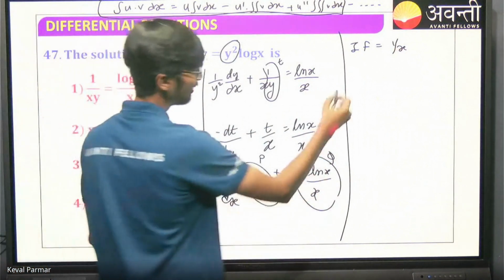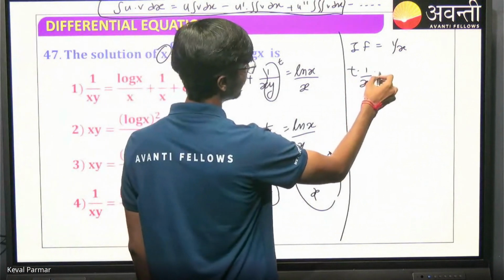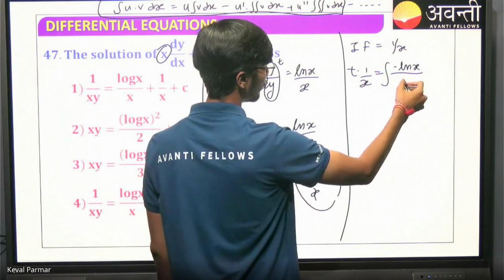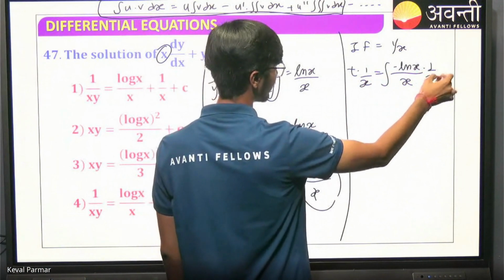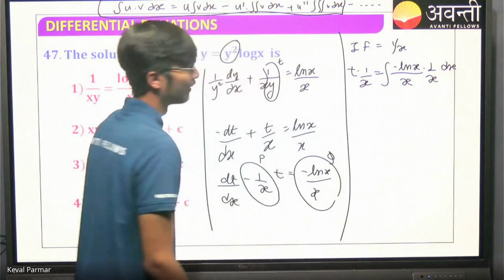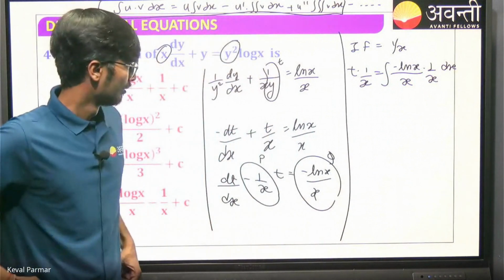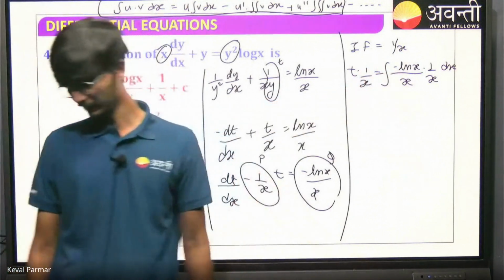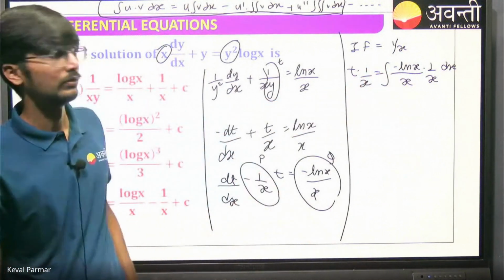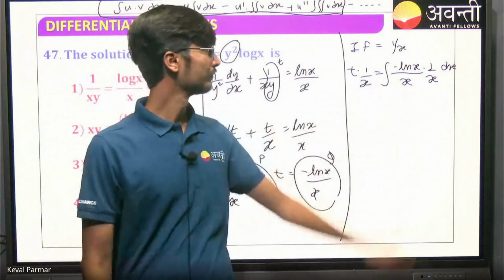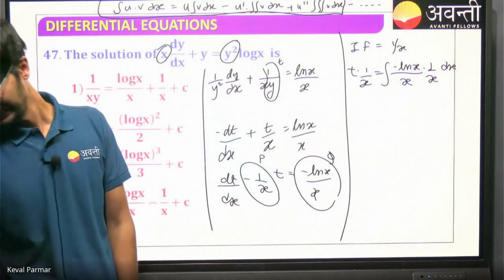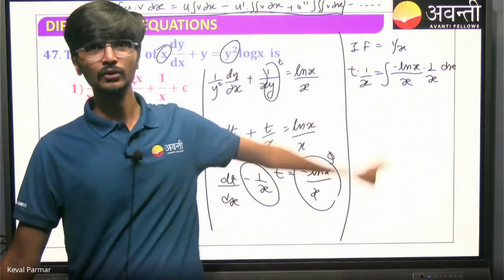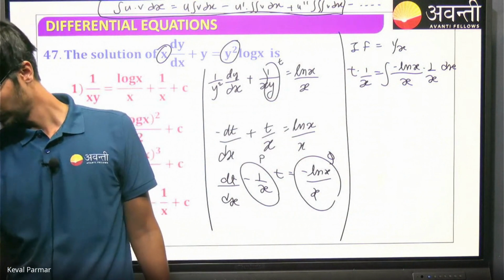So my answer will be t into 1 by x is equal to integration of minus ln x upon x into 1 by x dx. Right? We can put ln x as t here and integrate, or you can directly use the UV rule by parts here itself. And lastly, resubstitute t. So don't solve this further if you understood it. We have solved many questions here.